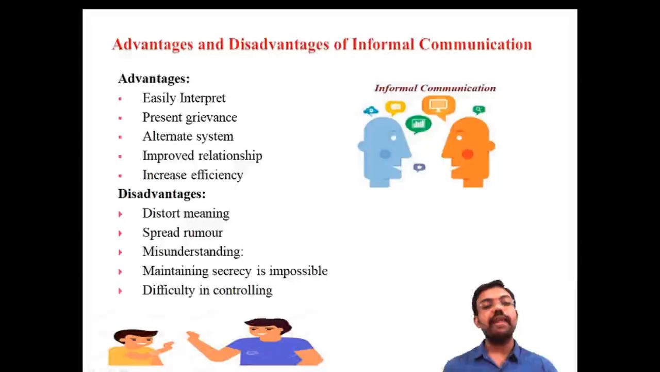Another drawback: maintaining secrecy is impossible. In informal communication, there is no possibility for secrecy. The formal communication always facilitates secrecy in the information, and the informal communication does not maintain any secrecy in the communication. So this is another drawback, maintaining the secrecy.